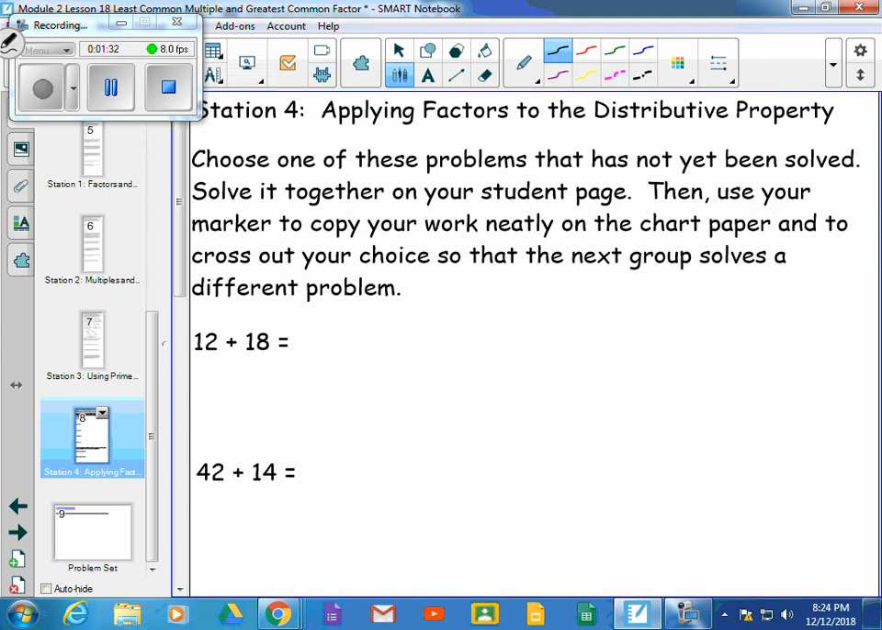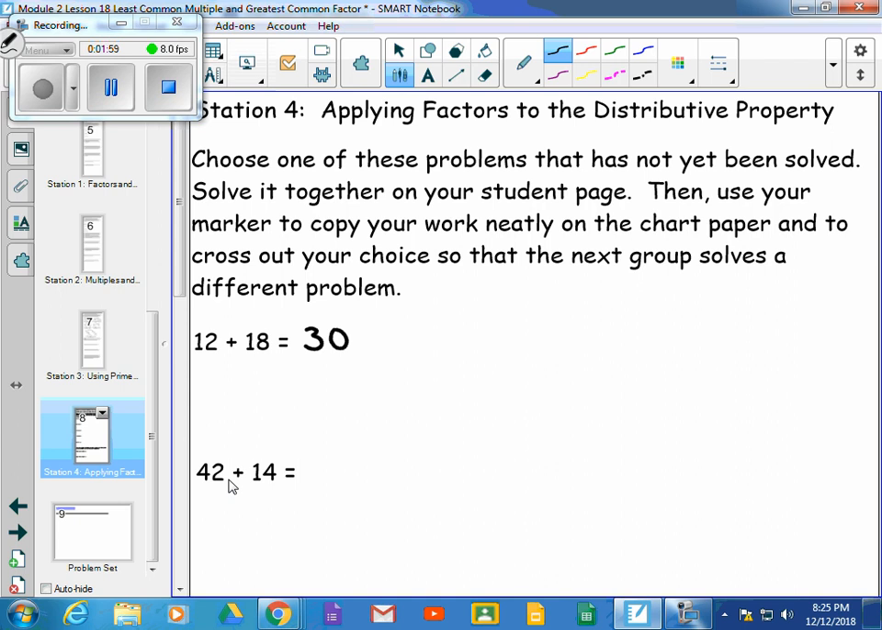So if we look at the first one, 12 plus 18, many of us can do that in our heads. And we say, well, that equals 30. But what we want to do is prepare you for algebra in the future. And many times in algebra, what you do is you change one expression into another one that might be easier to use. So we're going to rewrite this particular 12 plus 18 as a new expression.